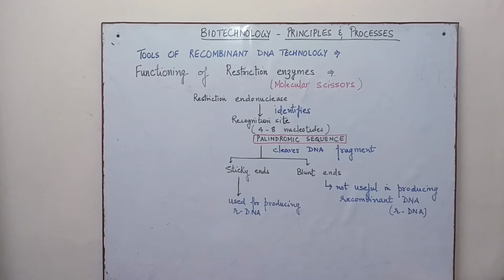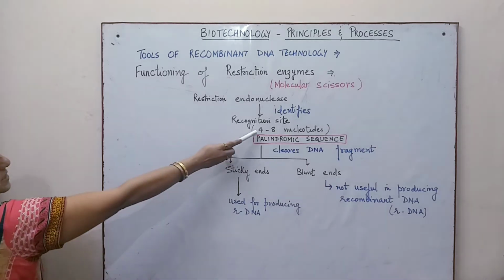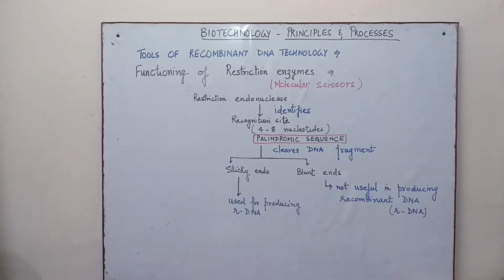Now, each restriction endonuclease enzyme identifies the recognition site. The first and foremost step is the identification of the restriction site, where this enzyme will cut the two strands of DNA. The recognition site, or recognition sequence, normally consists of 4 to 8 nucleotides, and this is a special nucleotide sequence because it is a palindromic nucleotide sequence.